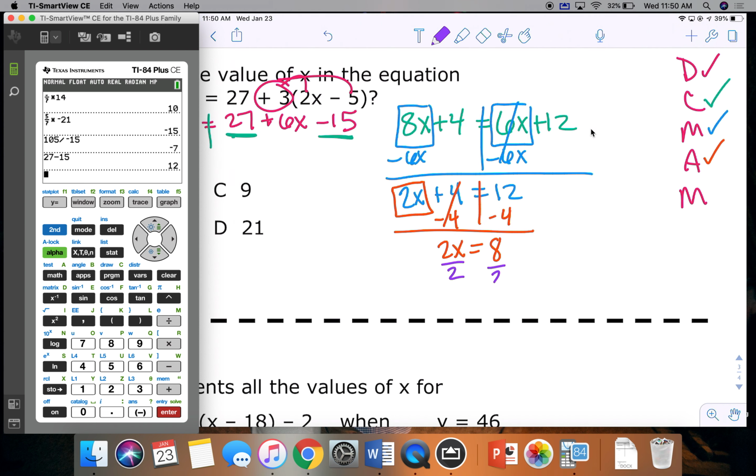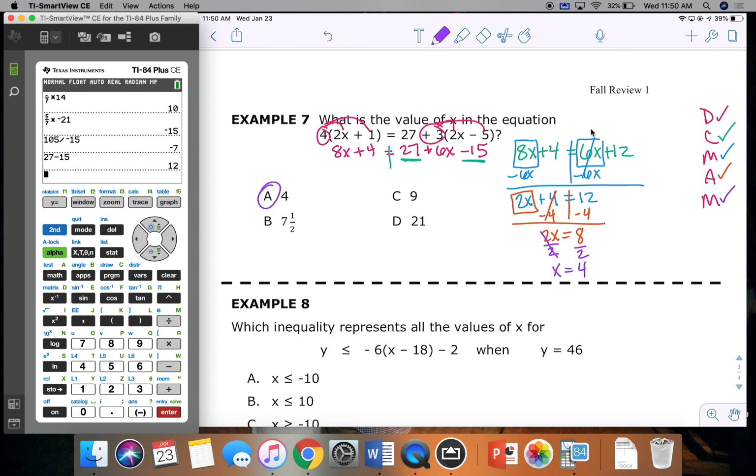And then x is still not by itself, so I have to multiply or divide. In this case, I'm dividing because it's being multiplied, and I get that x equals 4, which is answer choice A.